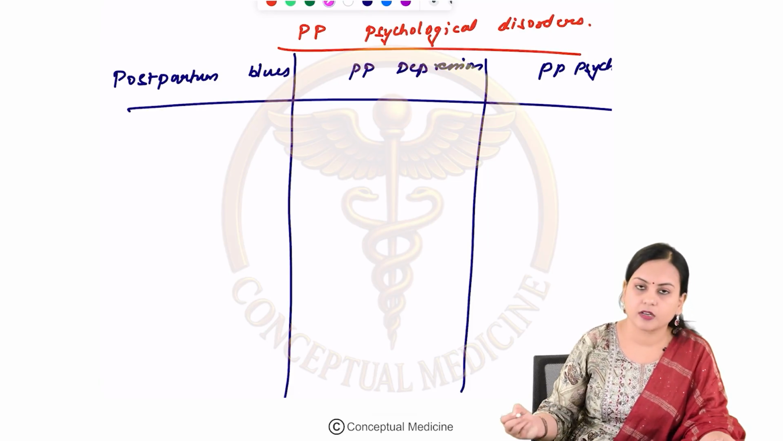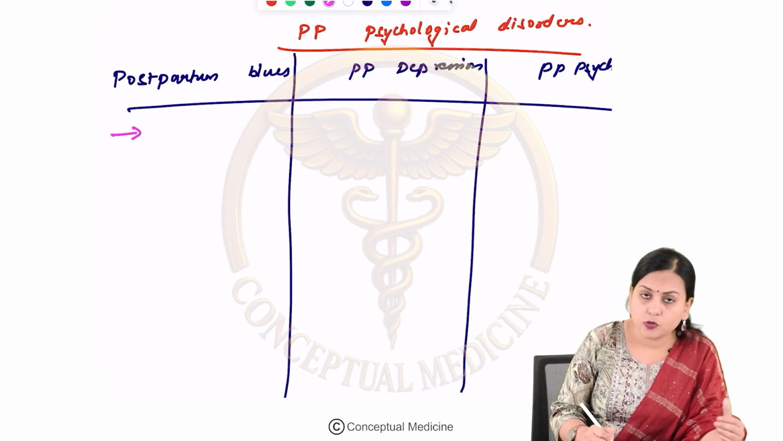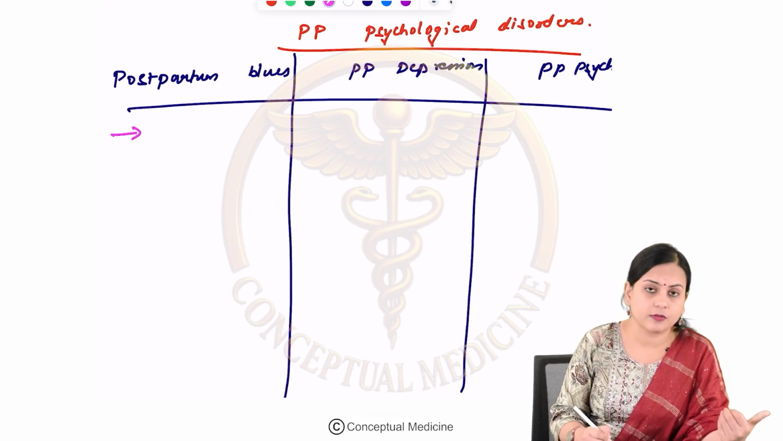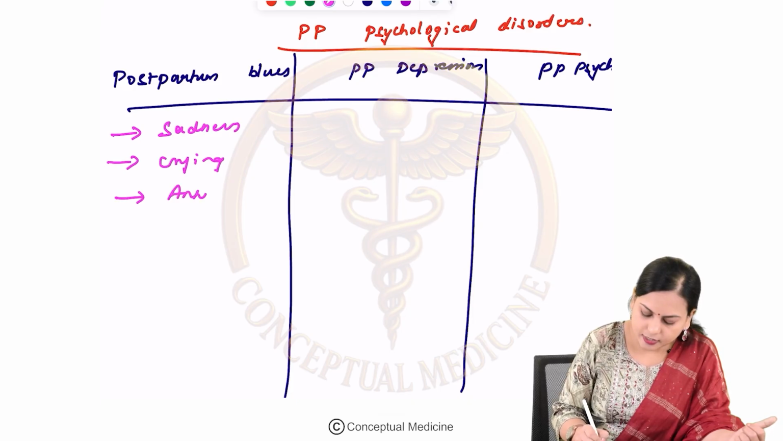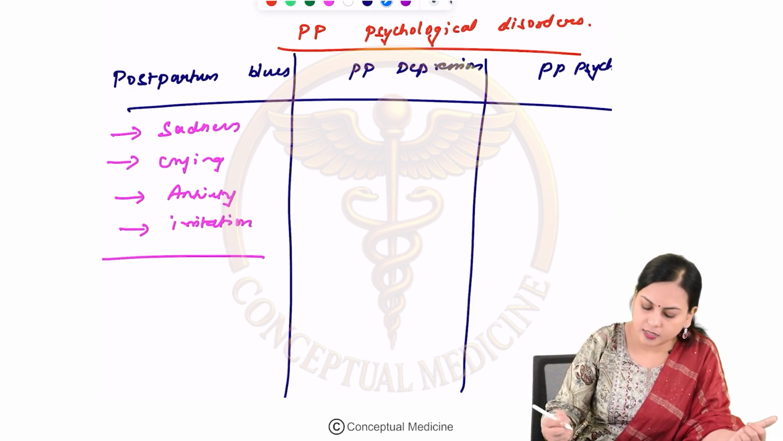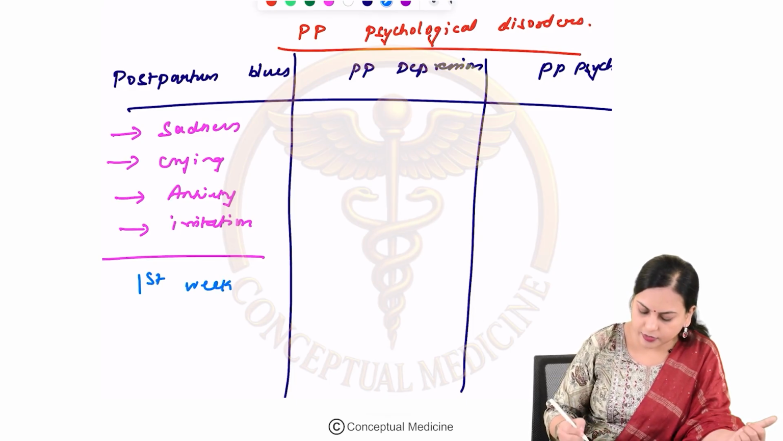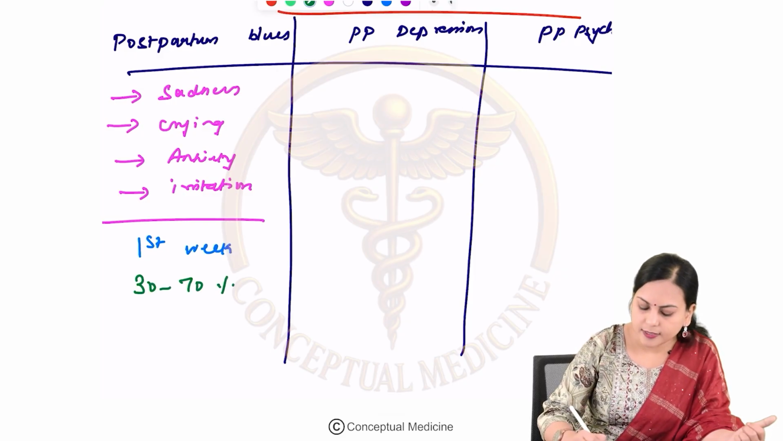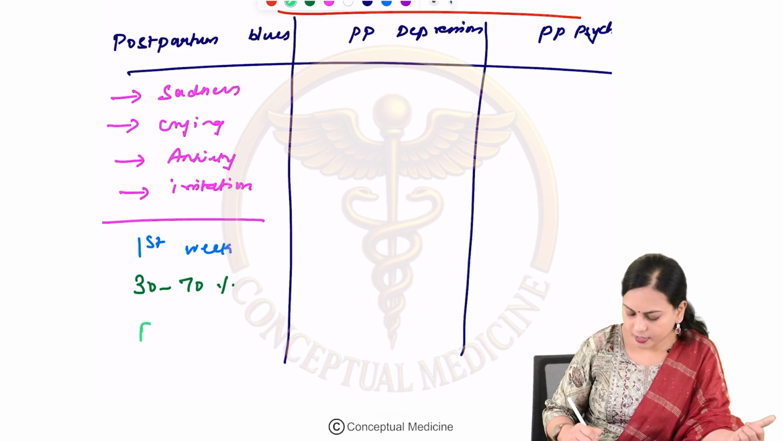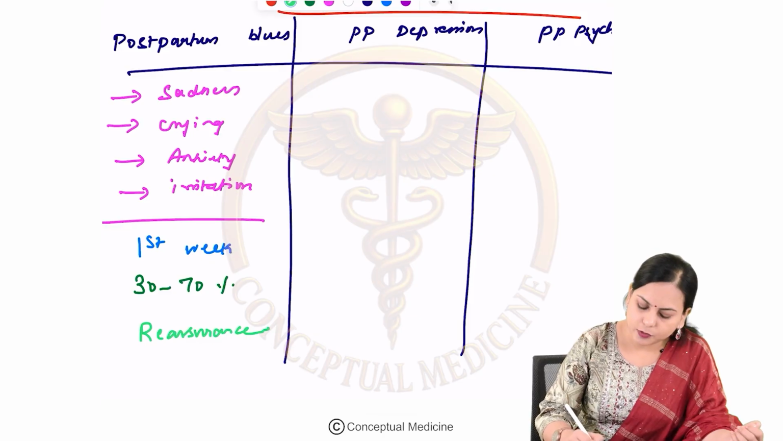Clear? Right. Now, in postpartum blues, the symptoms which the women can have include sadness, crying, anxiety, and irritation. Most of the time this happens in the first week after delivery itself, and it is seen in 30 to 70% of the mothers, and you have to treat it by just reassurance. Clear?